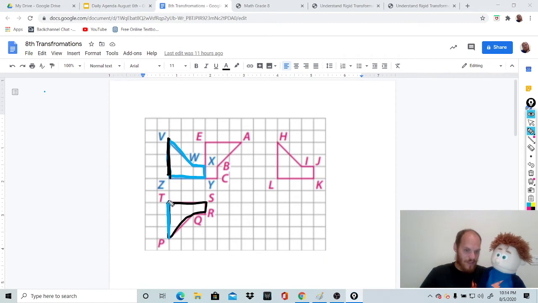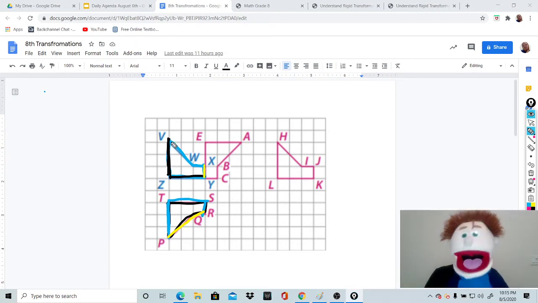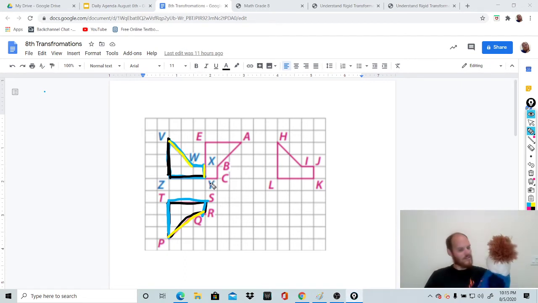So what would be the corresponding side to TS? ZY? Exactly, ZY, that part right there, because it's the one that goes with that same part on the shape. What would be the corresponding side that goes with SR? XY. Exactly, XY, because that would be the part that goes along with right here. So DQ goes with DW. Exactly, DW. Good job, buddy. Starting to make sense?